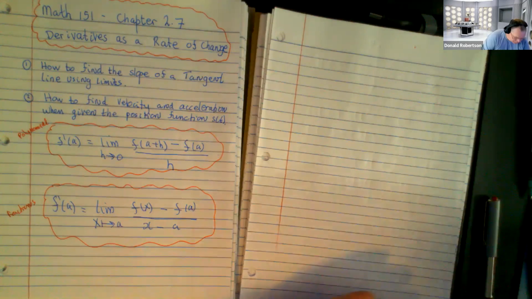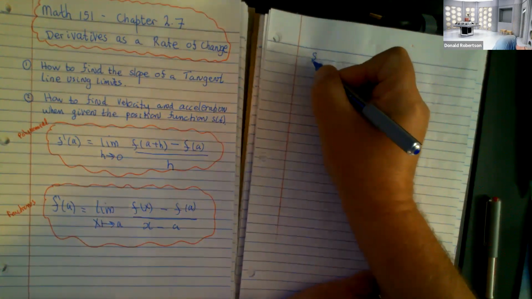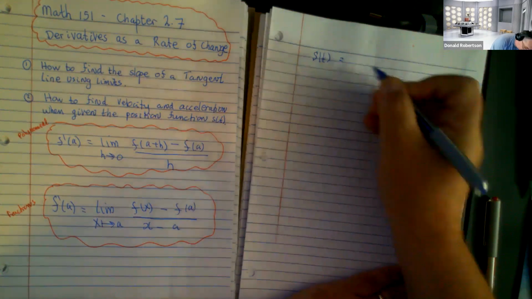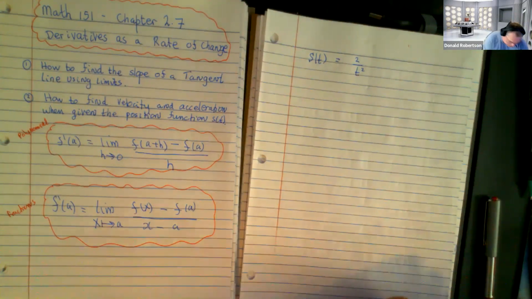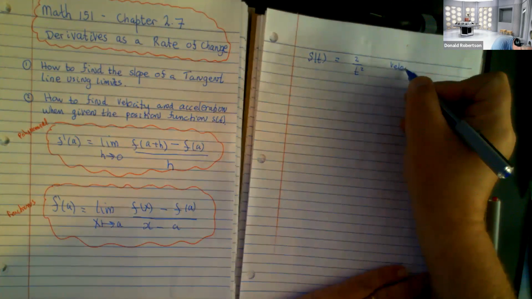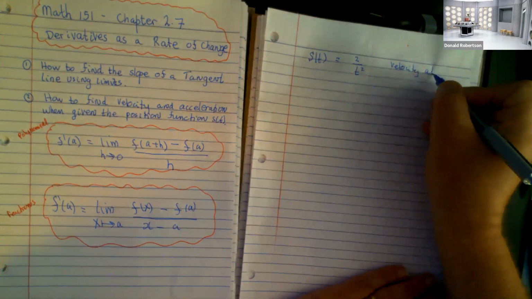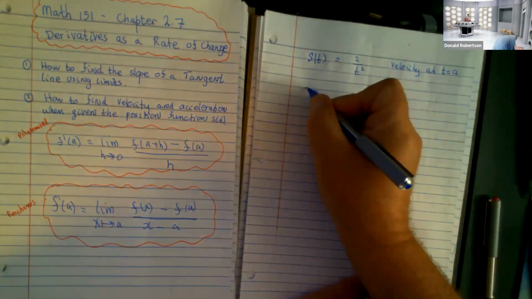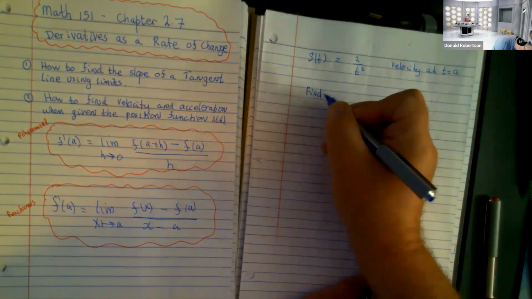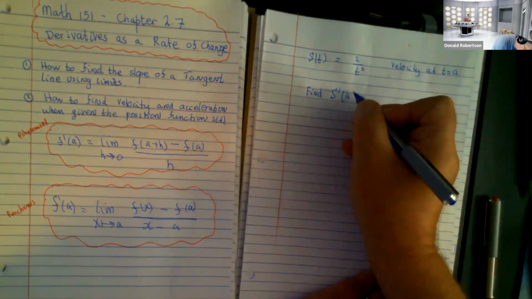So moving on, let's do some more velocity questions. That's kind of the theme right now. Let's suppose that I have a position function that is that guy, and I want to find the velocity at t equals a. In other words, they've basically just said, find that, right?